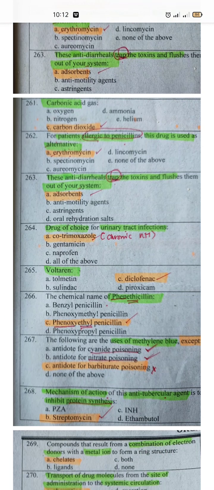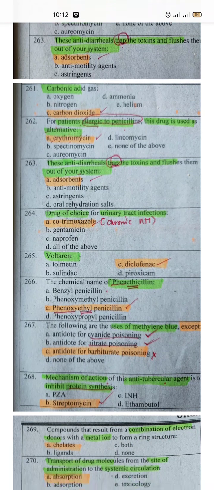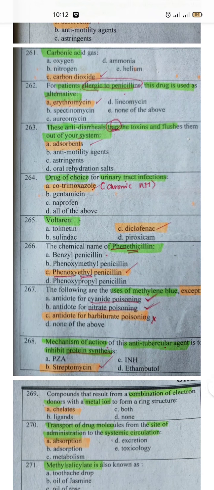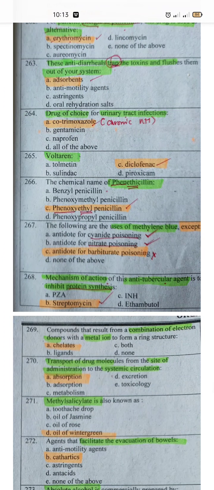265, Voltaren is diclofenac, particularly diclofenac sodium. Voltaren is diclofenac sodium. The chemical name of pheneticillin is phenoxyethylpenicillin. So the chemical name of pheneticillin is phenoxyethylpenicillin.